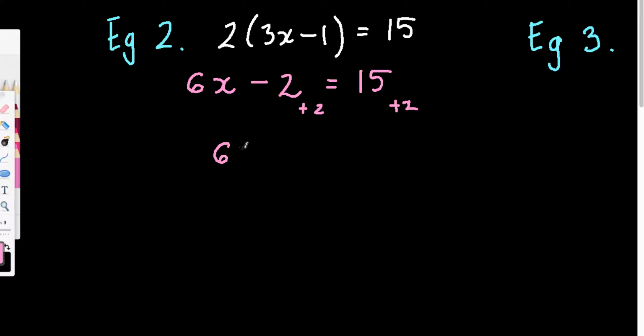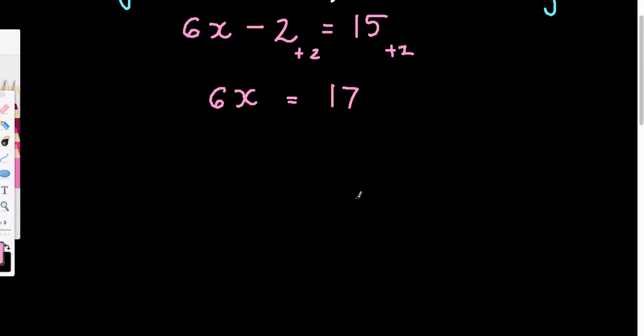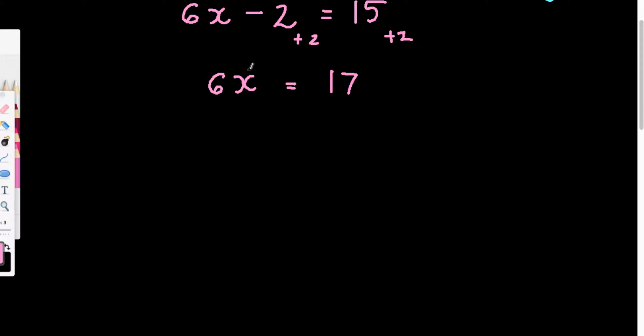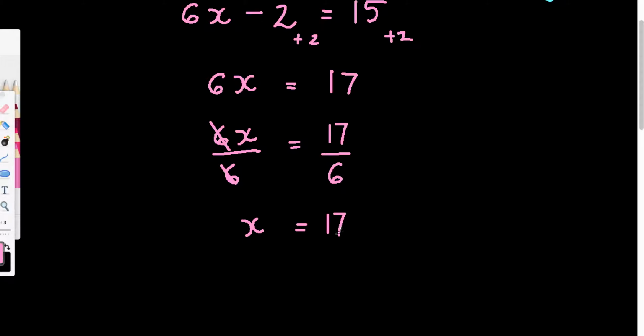So I've got 6x left on the left. 15 plus 2 is 17. Now you can see here I'm going to get a fraction, because 6 times something giving me 17, well, there isn't a whole number that does that. So I don't know the answer straight away. I need to be able to divide both sides by 6, like so, leaving me with an answer of 17 over 6.